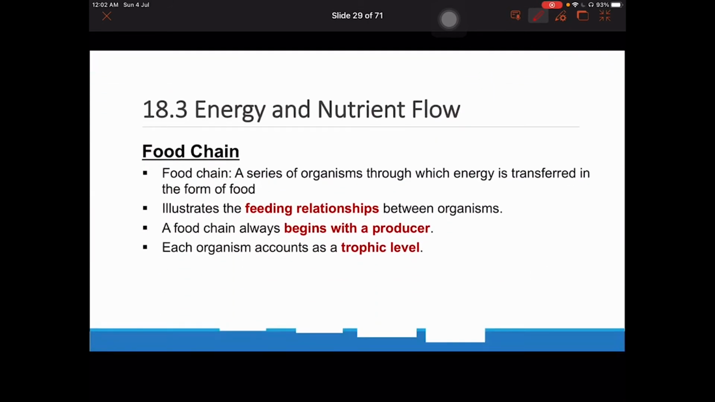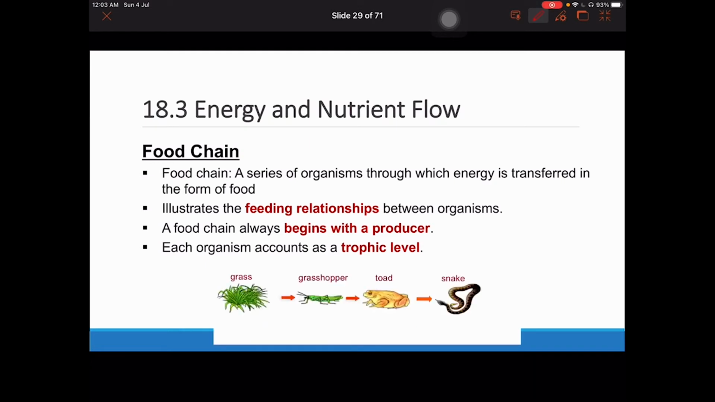Now, the food chain is a concept that you have learned before in primary school already. Basically, it refers to a series of organisms through which energy is transferred in the form of feeding. One will feed on the other, and so on and so forth. This helps us understand how these organisms depend on one another. Every food chain must start with a producer, that's a given, and each organism is known as what we call a trophic level.